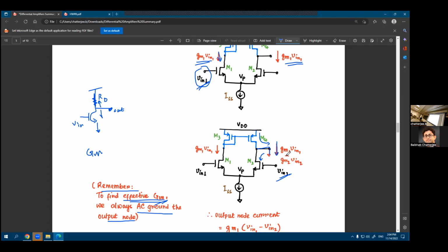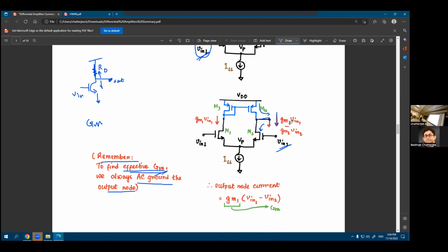You can also draw the entire small signal model and show that this is correct, but this is how it works if you just try to think about this intuitively. Okay. So what's the total overall current? It's GM1 times V in 1 minus GM2 times V in 2. And remember that if these two transistors are matched, if your M1 and M2 are exactly equivalent, then your GM1 is equal to GM2. So your output node current becomes GM1 times (V in 1 minus V in 2).